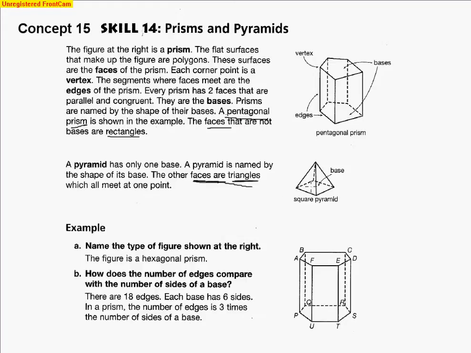Now the base doesn't have to be a triangle. In this case it's a square base pyramid. So we name it the same way. We name it by its base. And the base of a pyramid could be different. It could have been a pentagonal pyramid if we wanted to.